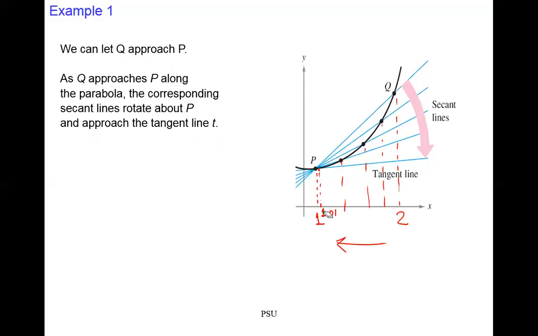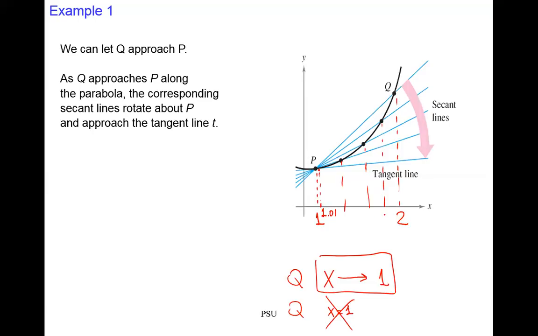And that's what I was telling you on the previous slide, 1.000001. That's the idea. The x coordinate of the point Q will approach 1. I can't say it's equal to 1. No. This is for the point Q, but it's approaching 1. It's getting extremely close. That's the x. And let's see what I have.